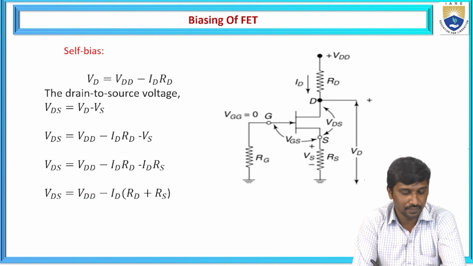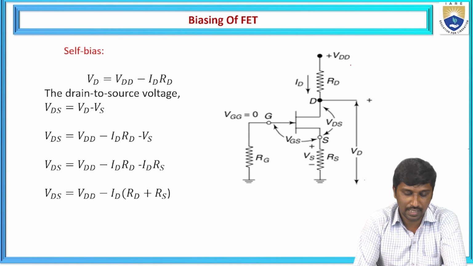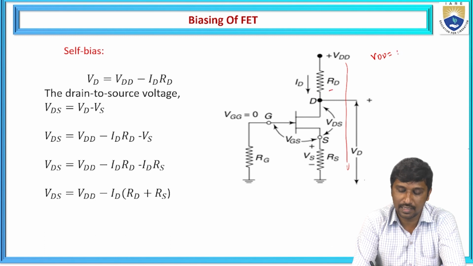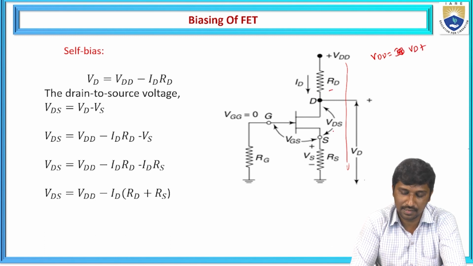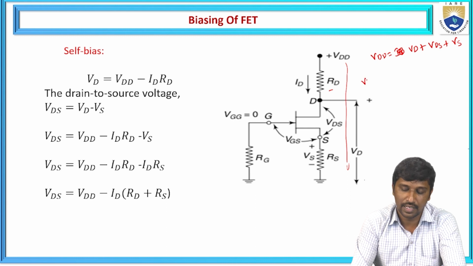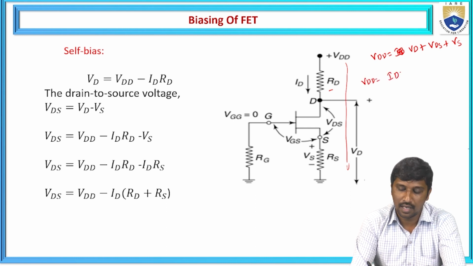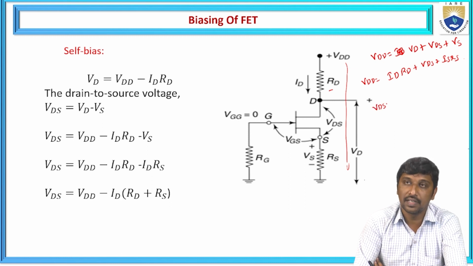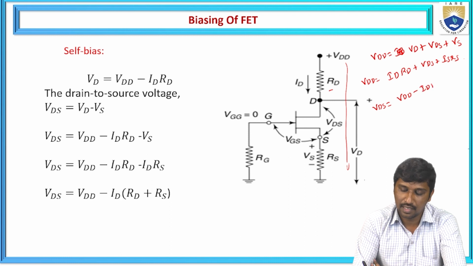So if you consider the output side, how do we write this output side loop? VDD is equal to the voltage drop across this RD, which is VD, plus VDS, and the voltage drop across the source is Vs. Hence VDD is equal to VD, meaning ID into RD, plus VDS, plus IS into RS. So from this we know that VDS is equal to VDD minus ID RD minus IS into RS.